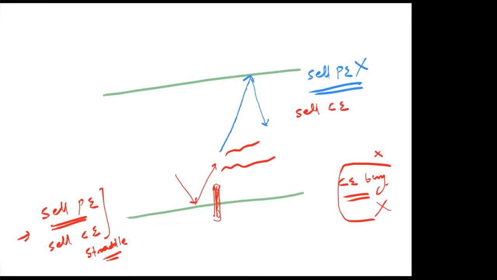Okay? You are expecting a rejection. You will be selling a call, and then by chance if it is broken out, you already exited this PE. You only have this position. What you will do? You sell another PE and make it into a straddle.